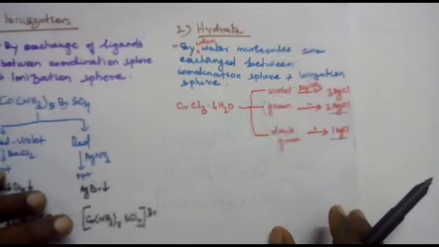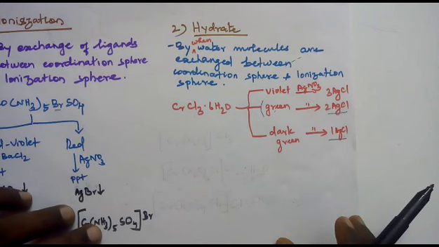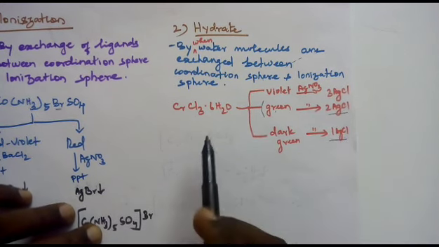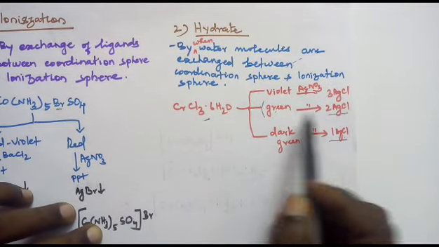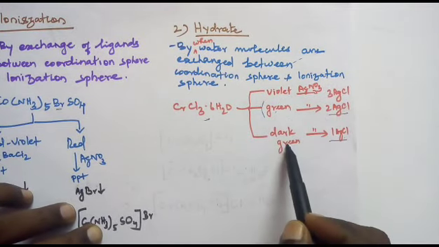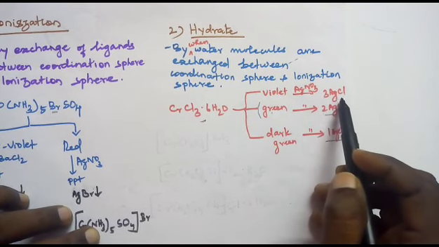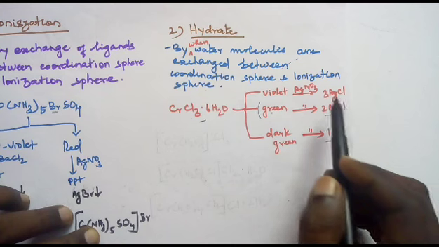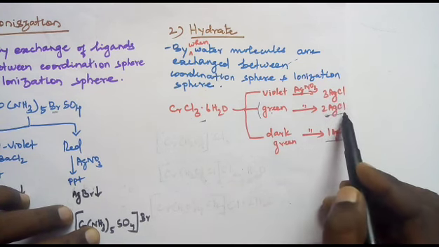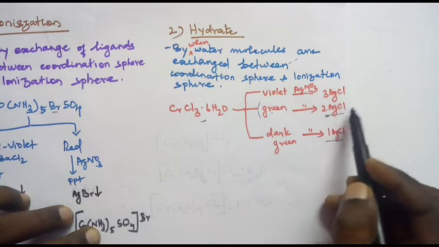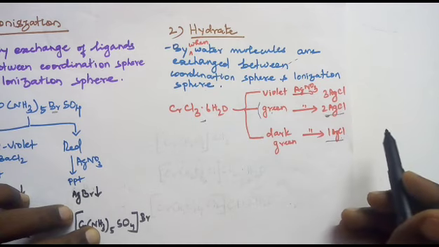This is also an ionization isomer, but we specially call it a hydrate isomer. So this is a molecular formula. It exhibits three isomers. One is violet, the other is green, the other is dark green. When they are treated with silver nitrate, the first one gives 3 molecules of silver chloride. That means 3 chloride ions are outside the sphere. And here 2 silver chloride, that means 2 chloride ions. 1 silver chloride precipitated, that means 1 chlorine is outside the sphere.